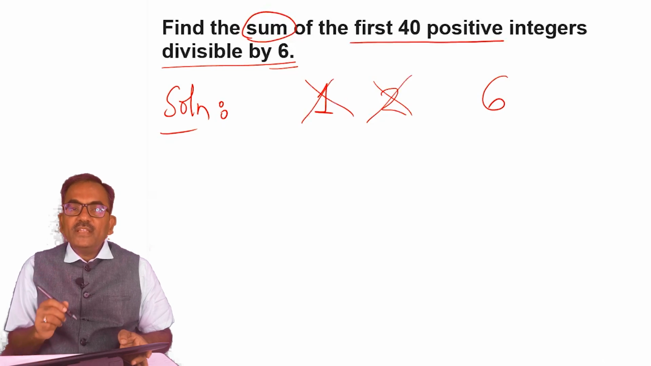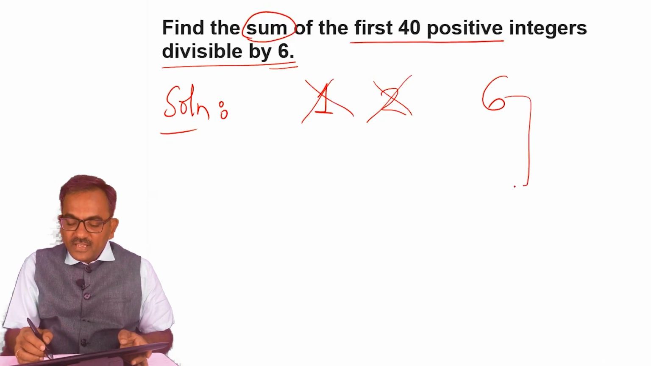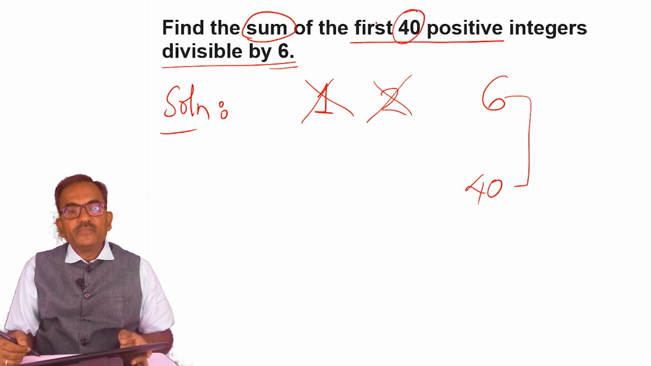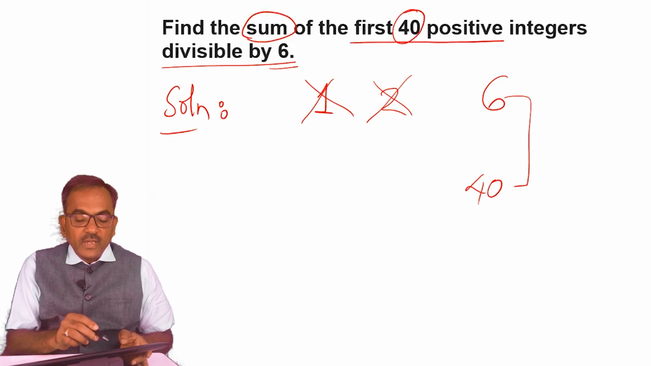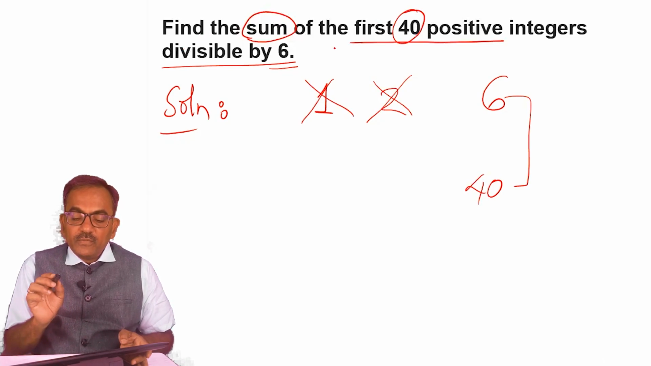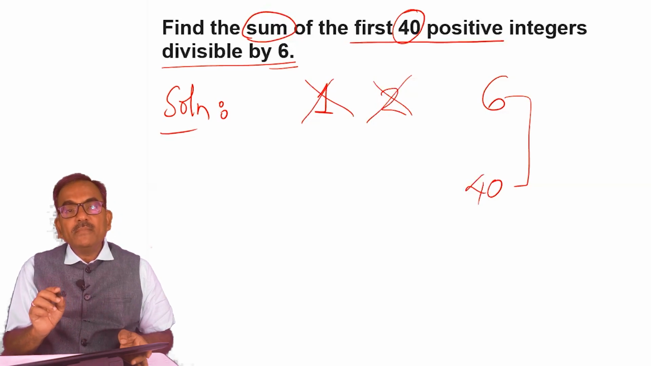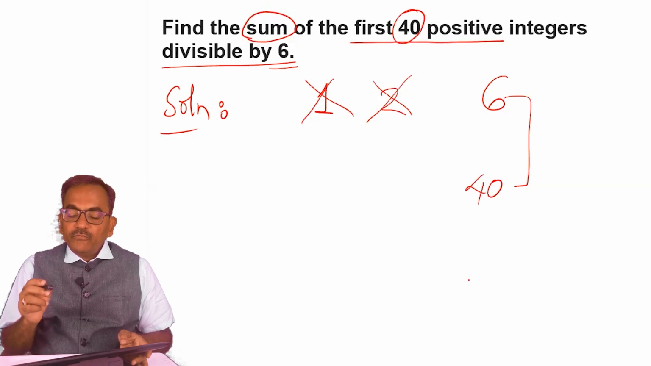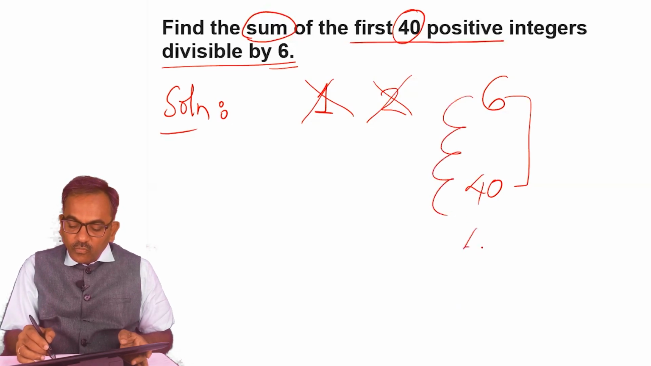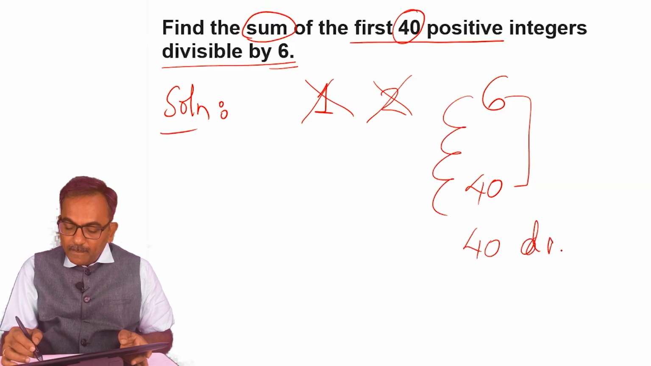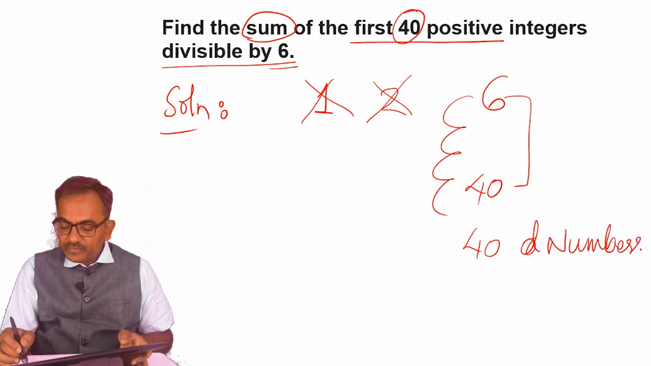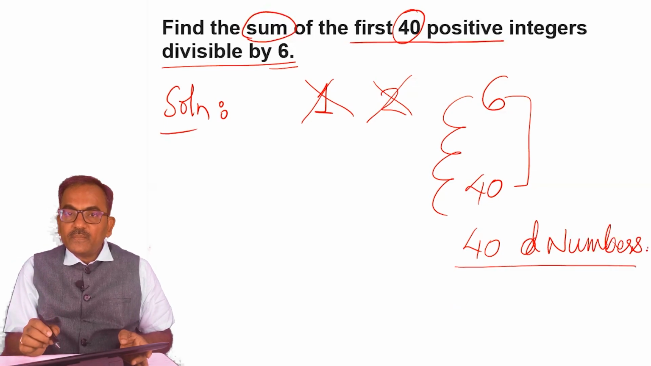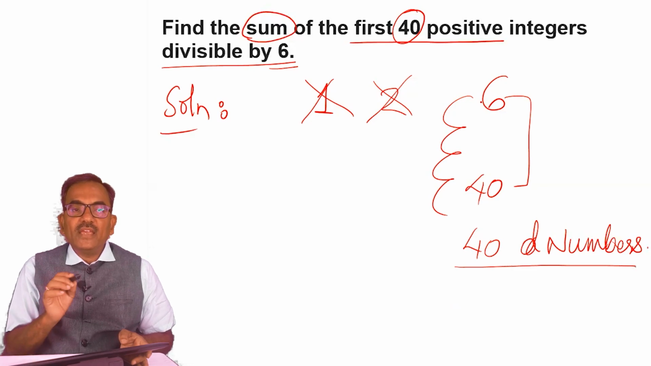Then where does this end? Does this end at 40, since they have given 40 positive integers? Read the problem carefully, children. Find the sum of the first 40 positive integers divisible by 6. So we need to consider 40 numbers starting from 6 which are divisible by 6.